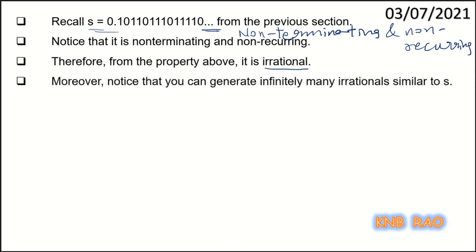Moreover, notice that you can generate infinitely many such irrational numbers similar to this. How could you generate them? You can generate them with so many different patterns, 10, 20, 30, 40 and 50 and so on. This is also non-terminating and non-recurring. So, infinitely many irrational numbers can be generated.